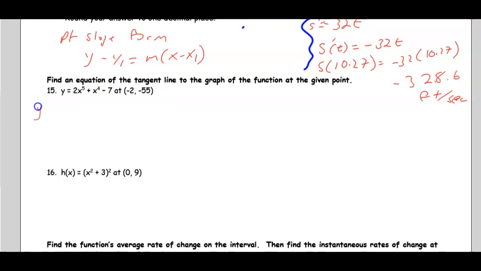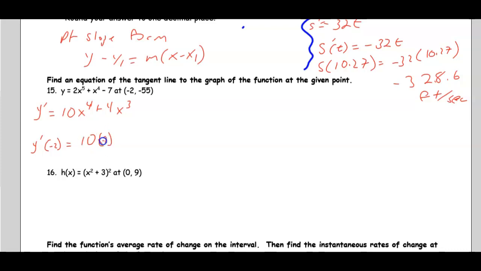So I'm going to go y prime equals 5 times 2 is 10 x to the 4th, plus 4 times 1 is 4 x cubed, and then a constant is a constant. So there's our derivative. Now that I have my derivative, I need to plug in my x value. So I need to evaluate this for -2.